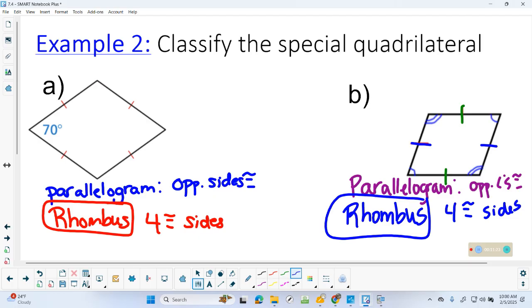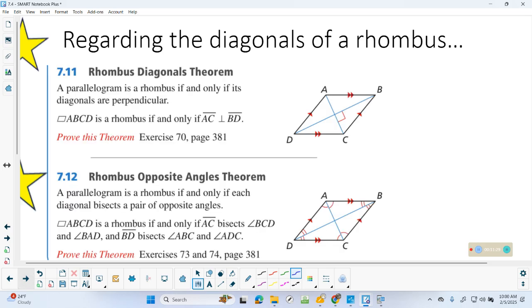Okay, more properties we're going to talk about on a rhombus, rectangle, etc. We're going to talk about the diagonals now. So, rhombus diagonal. You just have to fill in one word on the blank here. A parallelogram is a rhombus if and only if its diagonals are perpendicular. So that is the word you have to fill in. Now you can see here in a rhombus, the diagonals make right angles.